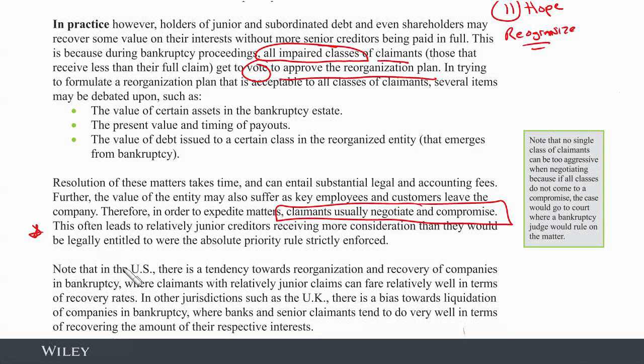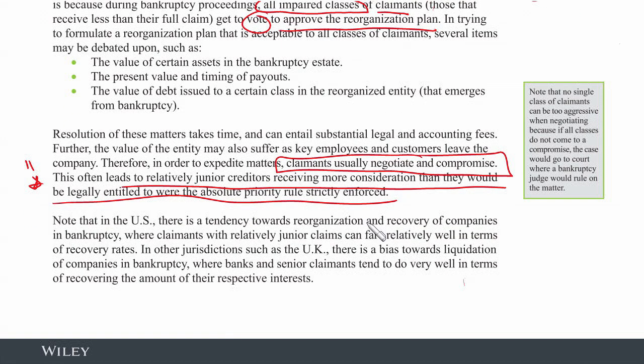The key is, though, in a Chapter 11, this means that the junior creditors are probably going to get more than they would have gotten under a Chapter 7 liquidation. So if we can help save the business, that means the people that are probably going to benefit the most are the unsecured creditors and the stockholders. They're probably going to get more than they would have gotten in the event of a Chapter 7 liquidation. Now, in the U.S., there's a tendency towards trying to save the business, a Chapter 11 reorganization. Okay, so that means the junior claims, the stockholders are going to do better than they would have done in Chapter 7. So their recovery rate tends to be higher. So that means the loss severity tends to be lower.